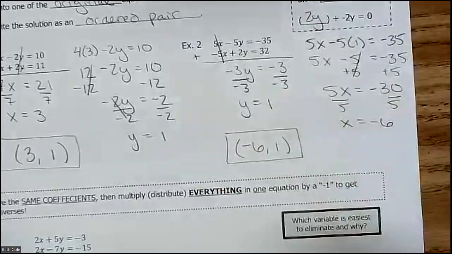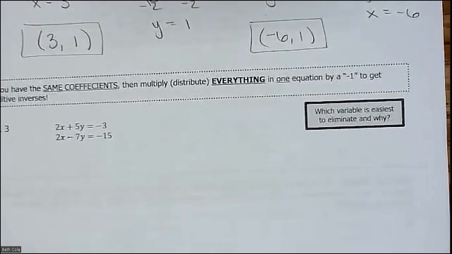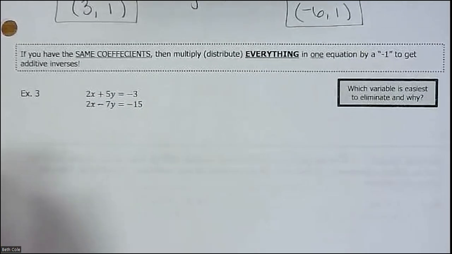Right. So if you wrote 1 comma negative 6, I'd have to take off for that. So just be careful. Now let's try one more. This time we're going to have to manipulate the equations in order to make something eliminate, because do you see how it doesn't as it is right now? But which variable would be easiest? Because you want to work smarter, not harder.